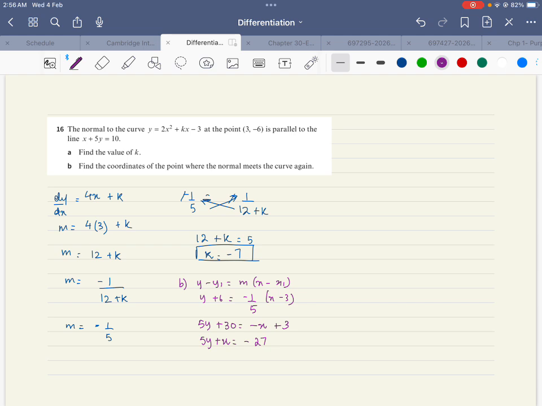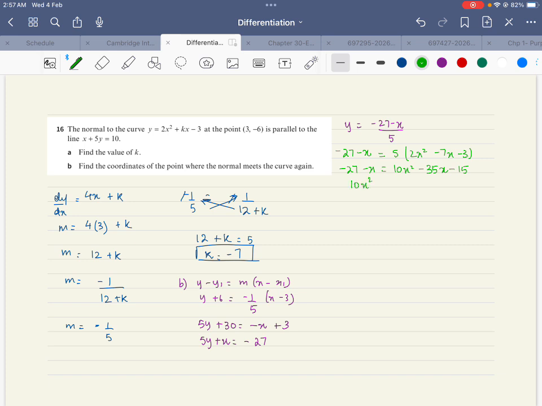So we make y the subject. y equals minus 27 minus x upon 5. We put y here so that we can solve simultaneously. So this becomes minus 27 minus x upon 5 is equal to, 5 comes here, this is 2x squared minus 7x minus 3. Minus 27 minus x equals 10x squared minus 35x minus 15. Bring everything on one side.